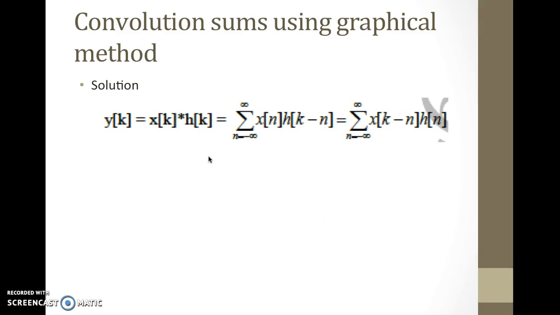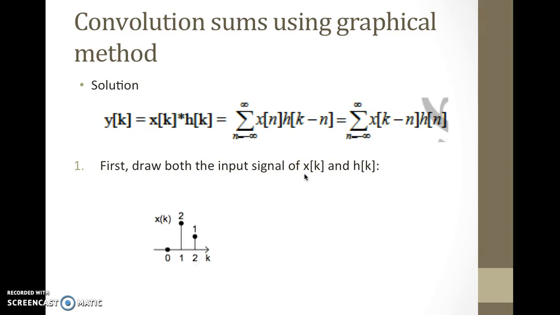So the solution: if we refer back to the original equation, y[k] is x[k] convolution with h[k]. First of all, you have to draw both the input signals x[k] and h[k]. The value at 0 is 0, the value at 1 is 2, and the value at 2 is 1. This is the x-axis and y-axis. And for h[k], it's at 0, minus 1 and minus 2. So this is the value for both.